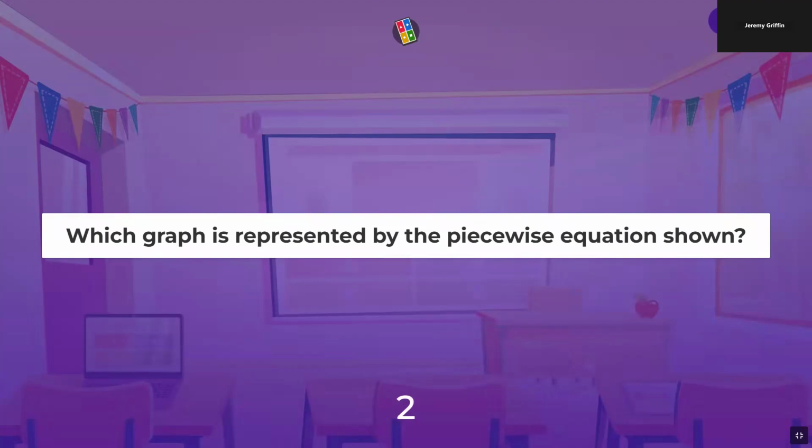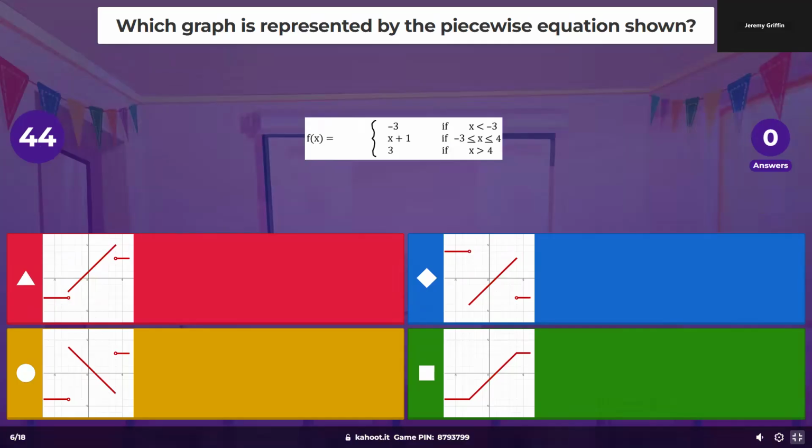Which graph is represented by piecewise? Piecewise.